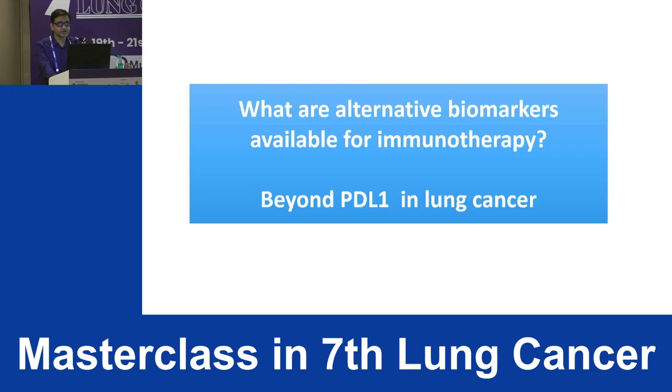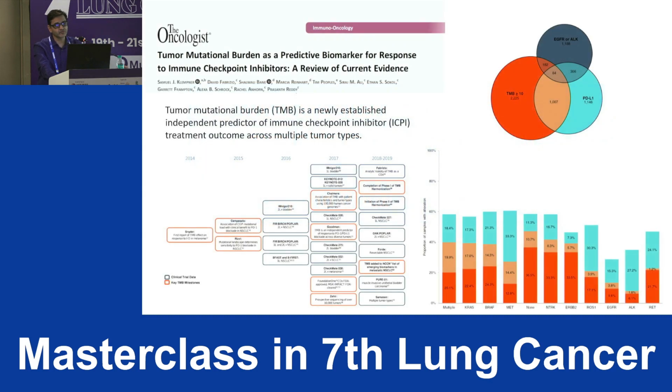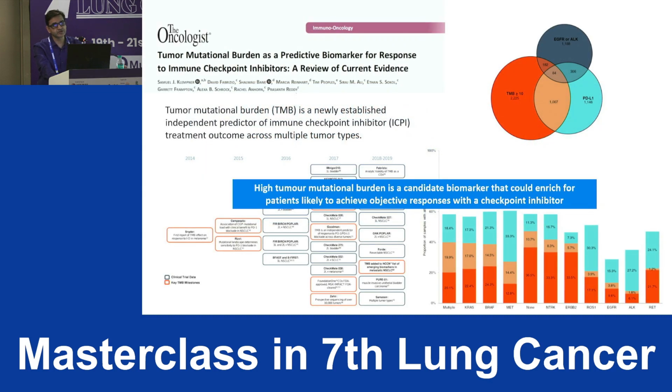So this is about PD-L1, and what are the other alternate biomarkers beyond that? An important one is the TMB, which has been used in many trials.